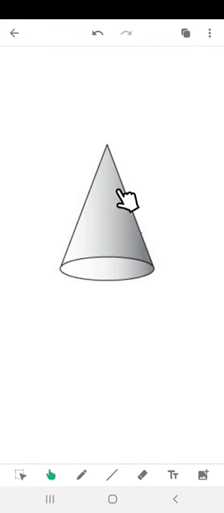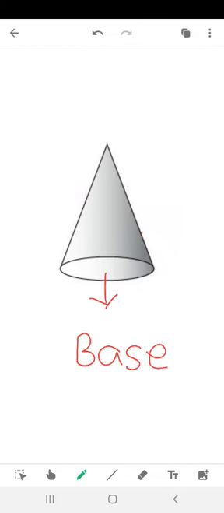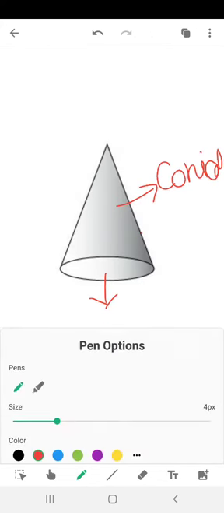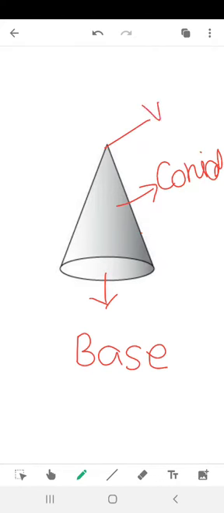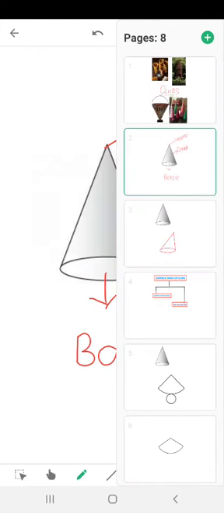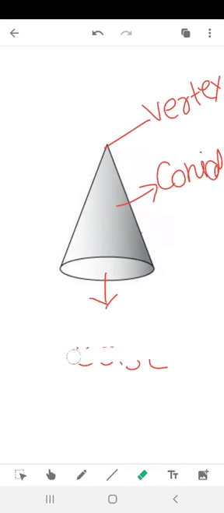So basically, a cone has one circular base and a conical surface. A cone has a base that is circular and a lateral surface that is conical. In this conical surface, we also have a vertex. Vertex over here.